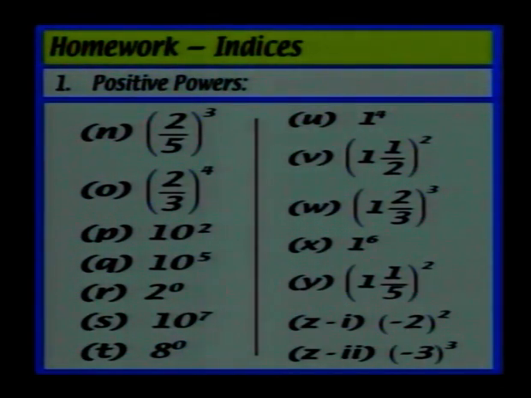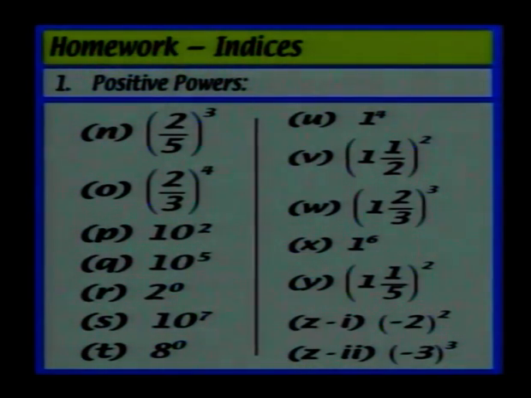Okay. T. The answer to T is 1. The answer to U is 1. V. Peter. 1.5 squared. 2 1/4, or 9 on 4. W. 4 and 17/27. X is 1. 1 raised to any power is always 1.